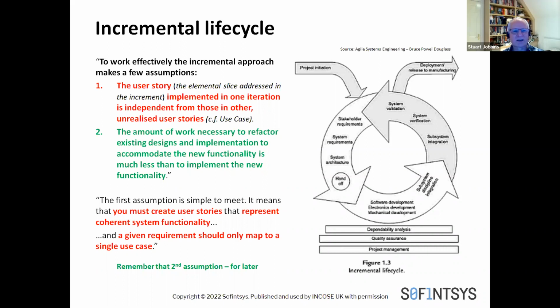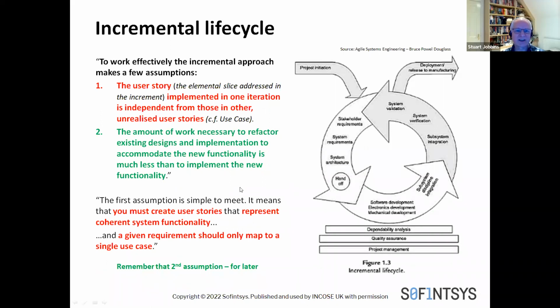So the first one is the user story, i.e. the element that you address in an increment in one of your cycles, it can be implemented in one iteration and is independent from those in other unrealized user stories. So for me, as a system engineer, one of the most powerful tools I use is the use case addressing the need of one of my stakeholders. And it's rare, I would say, that I come across a system where the use cases are all independent of one another. Part of the nature of complexity is that there are lots of connections.